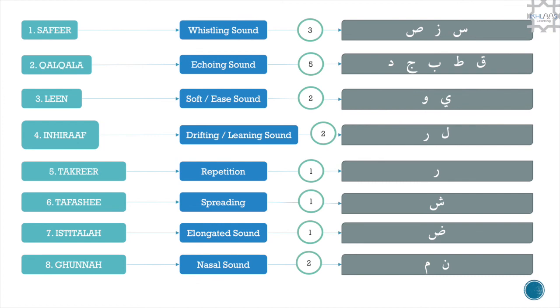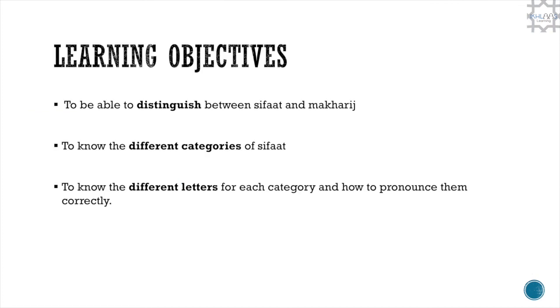Takreer, which is the repetition, there is 1 letter involved, the letter Ra. Tafash-shee, which is the spreading of the sound, there is 1 letter involved, the letter Sheen. Istitaalah, which is the elongated sound, there is 1 letter, the letter Dad. And Ghunnah, which is the nasal sound, there are 2 letters, the letters Noon and the letter Mim.